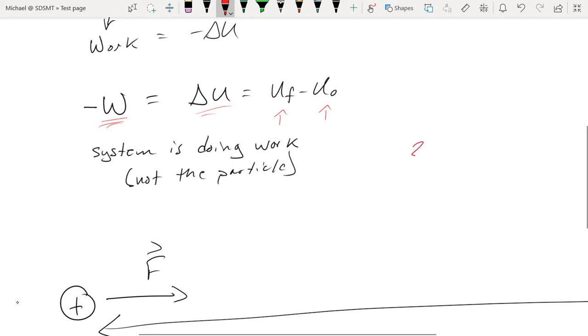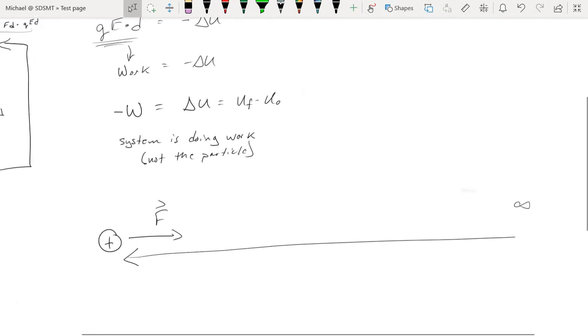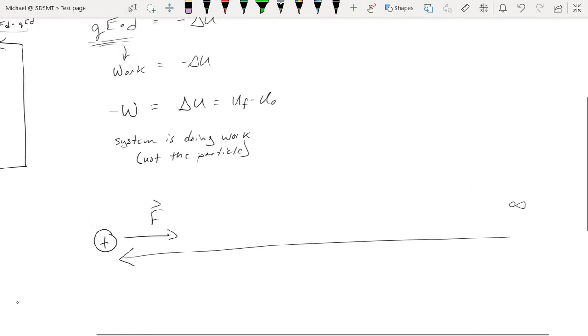And so if I had 20 joules of work done in the system, well, how many different ways can you make a difference of 20? It could be 20 and 0, it could be 40 and 20, it could be 180. There's a lot of different combinations that would give us that difference, but we need to specifically figure out at least one of the values, initial or final potential energy, and then we can deduce the other by knowing how much work was done.